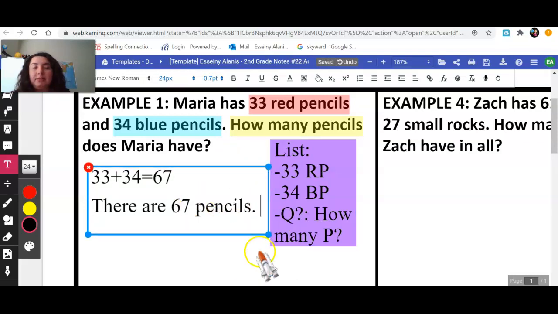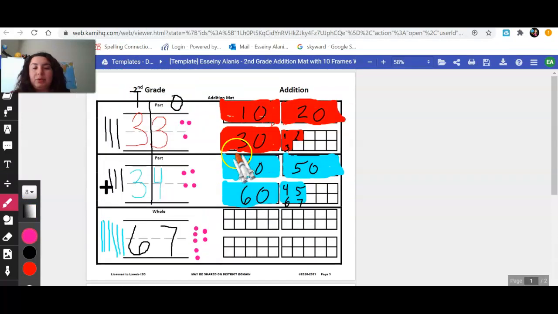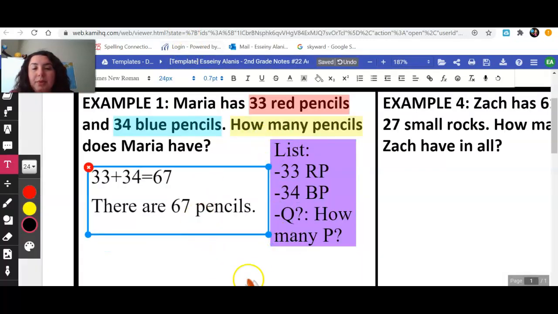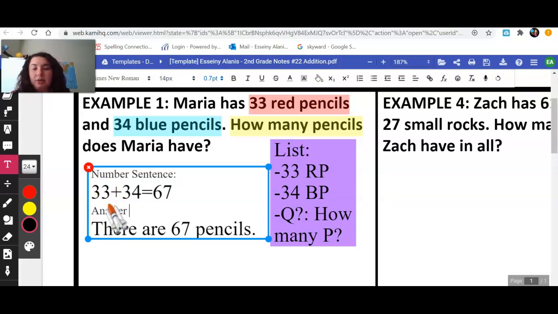Okay, remember, you won't have enough space here. That's why you can use this worksheet to solve your problems, and you can draw this on your math journal. Okay? So remember, you need your list, you need to make a number sentence, and you need to make a sentence. This one is called the number sentence. And then this one is called the answer sentence. Okay?